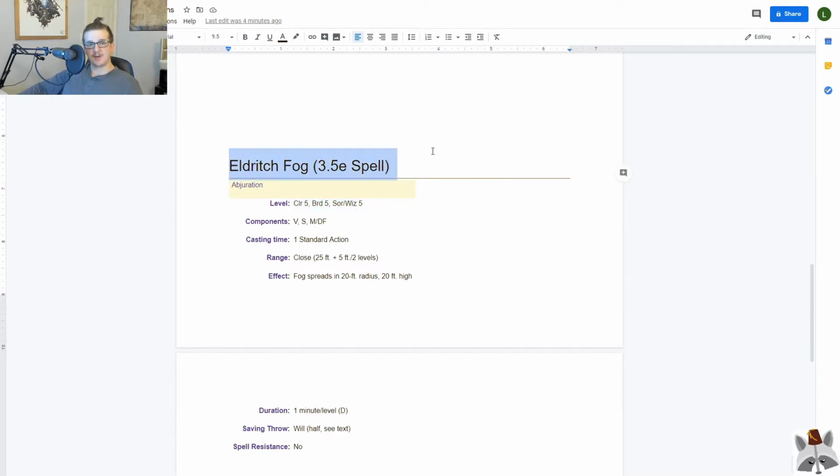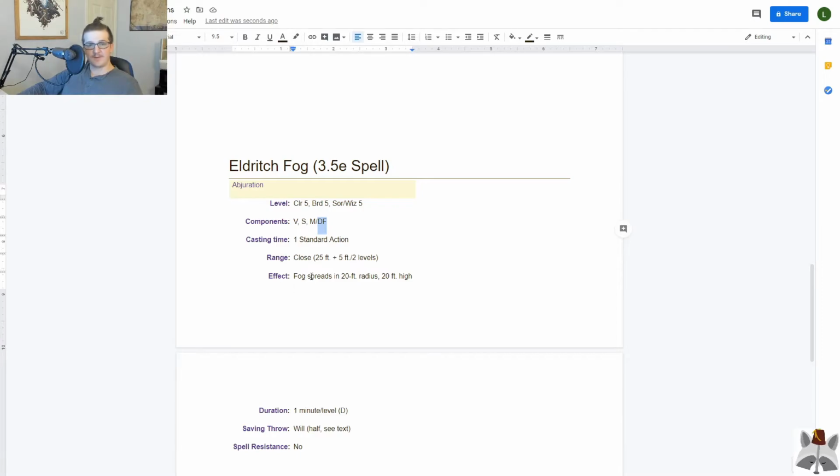So, spell's name is Eldritch Fog. It's a 3.5. Another abjuration spell. I'm a big fan of abjuration, if you haven't noticed. Its level is 5th, like we just said. Its components are verbal, somatic, and material. I don't know what DF means, but I don't know. Casting time is 1 action. Its range is the same as the spell up there. Close, 25 feet plus 5 feet per 2 levels.